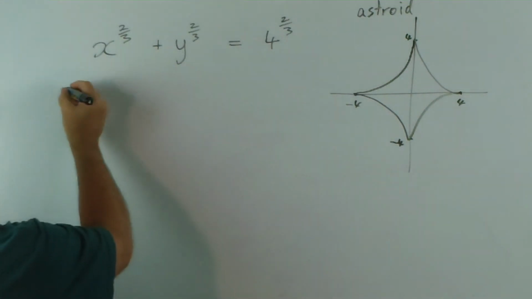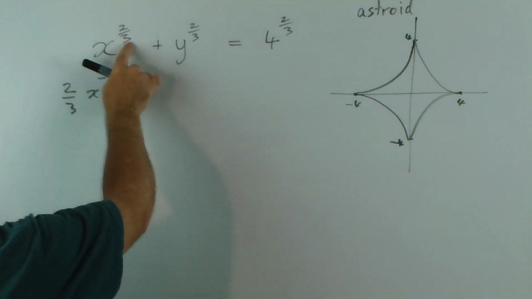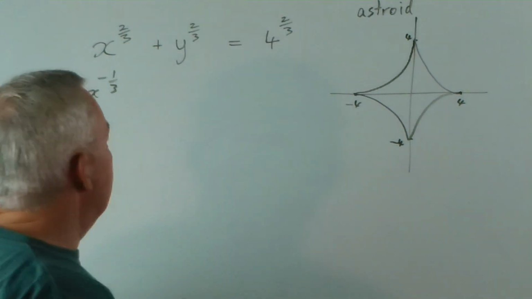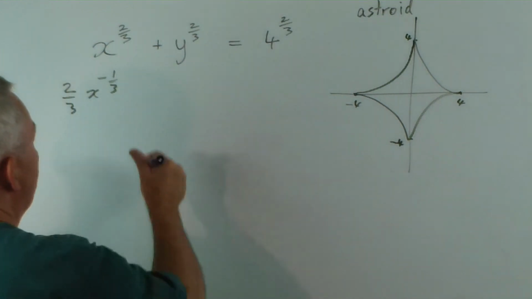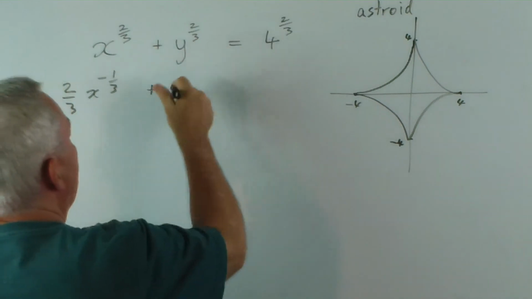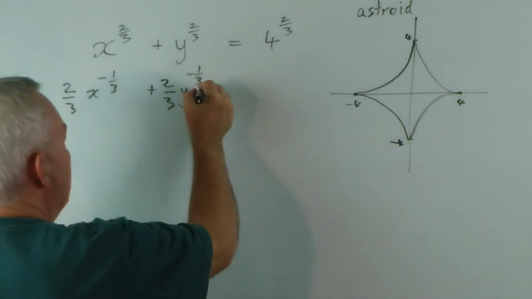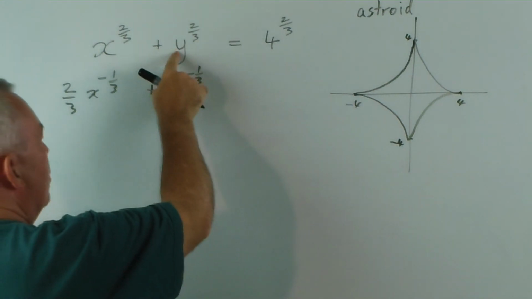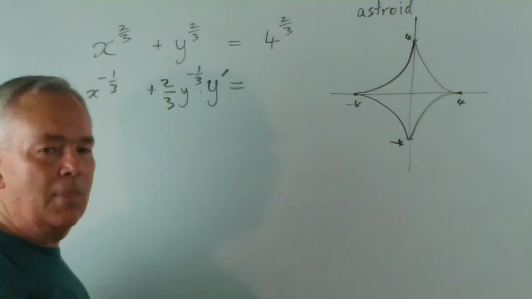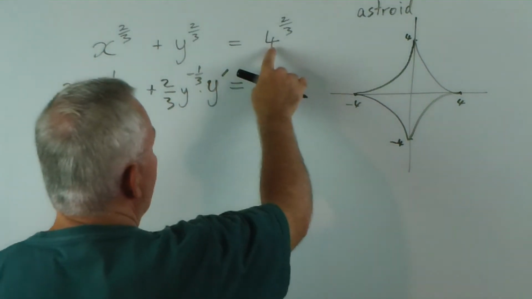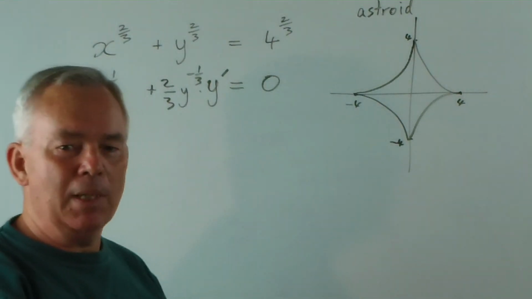The derivative of this is 2/3 x to the negative 1/3. That deals with that power. And of course we're taking the derivative with respect to x, and dx is 1, so multiplying by 1 we don't normally bother with. Plus, let's do it here. Deal with the power times, and now we have to multiply by the derivative of y with respect to x, which is the y dash. Remember that. And the derivative of this with respect to x is 0, because as complicated as it looks, it's just a number, it's a constant.